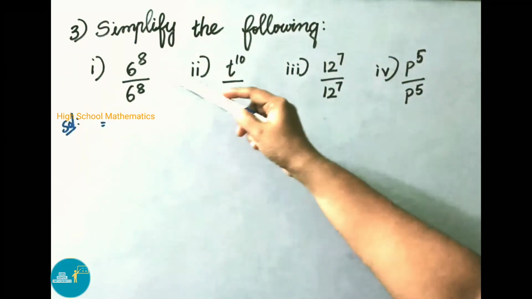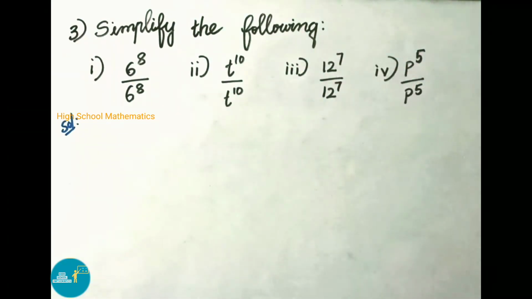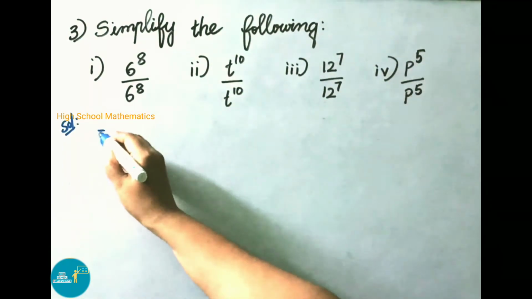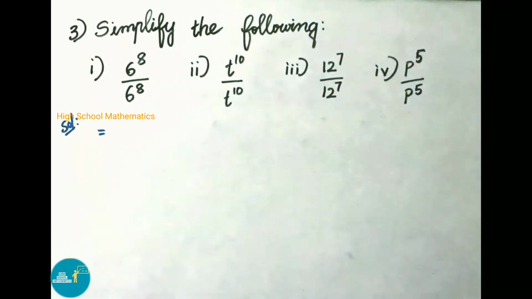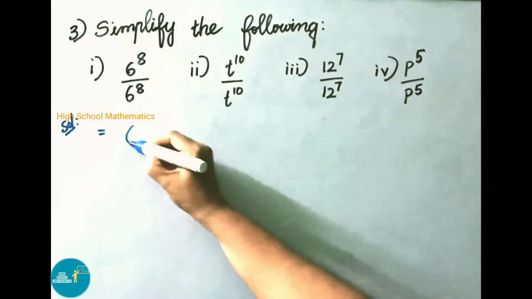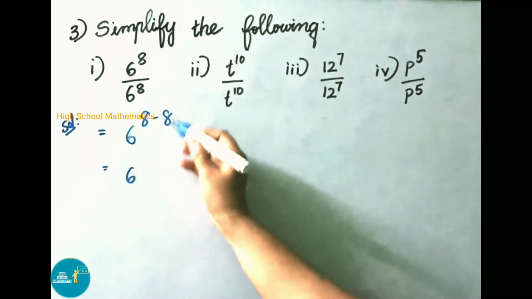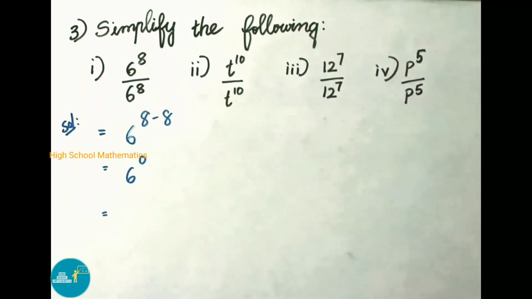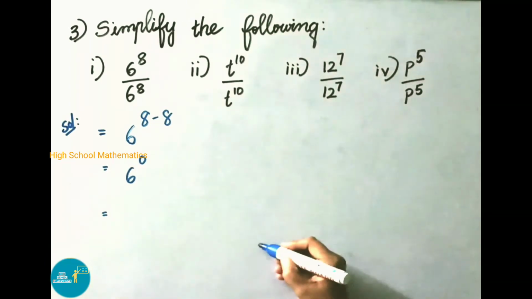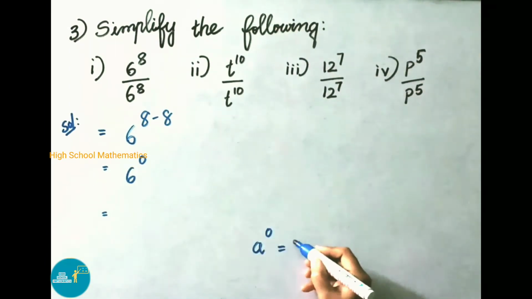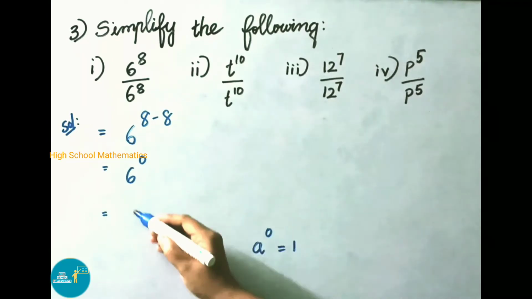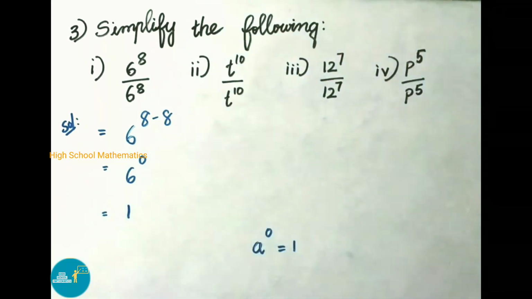See now question number 3. Simplify the following. See the first one 6 power 8 by 6 power 8. That equals to, it is looking like a power m by a power n. That can be written as a power m minus n. That is 6 power 8 minus 8. That equals to 6 power 8 minus 8 is 0. That equals to, we had formula a power 0 equals to 1. Here 6 power 0 is equal to 1. So the answer is here 1.